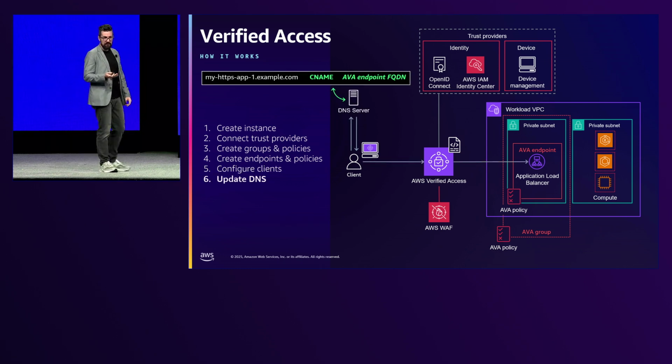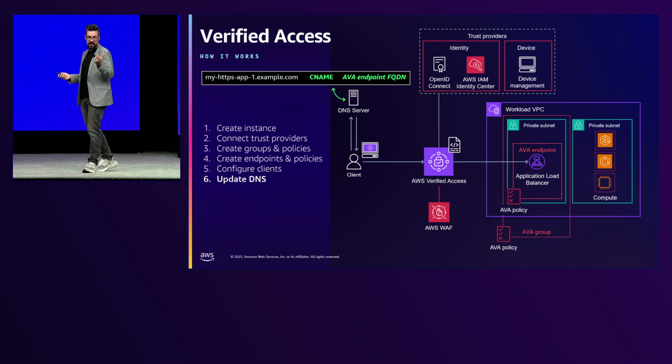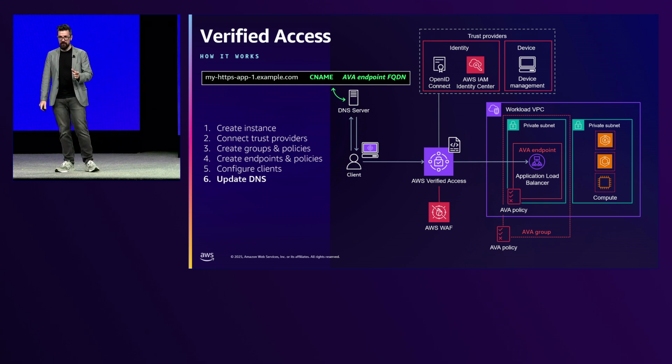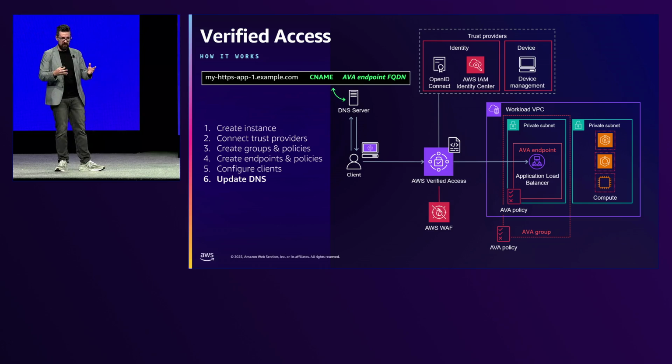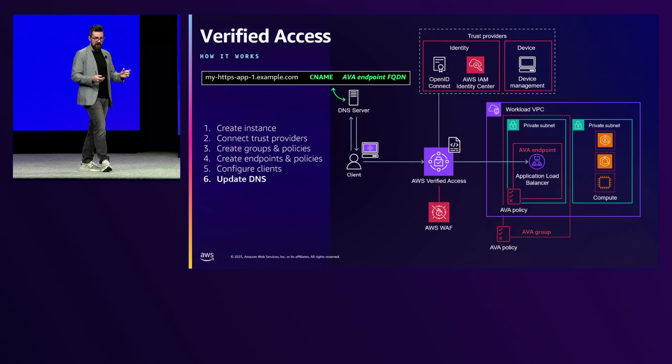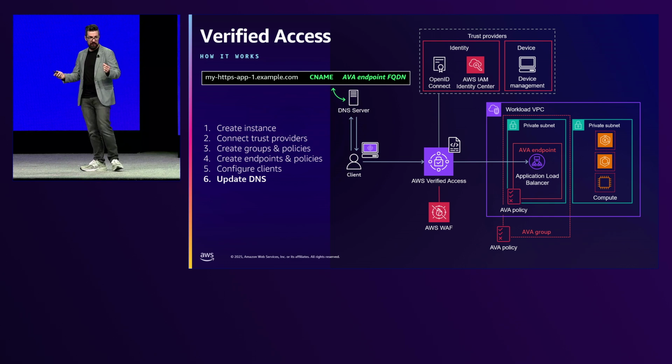And the last note here would just be we need to update our DNS. So for my HTTPS app 1, I'm going to create a CNAME record to my verified access endpoint, and that's an FQDN that AVA generates for me automatically. And I'll just CNAME that. And as long as I set up my domain previously, again, if this is an HTTP service, I'm good to go and I can connect.